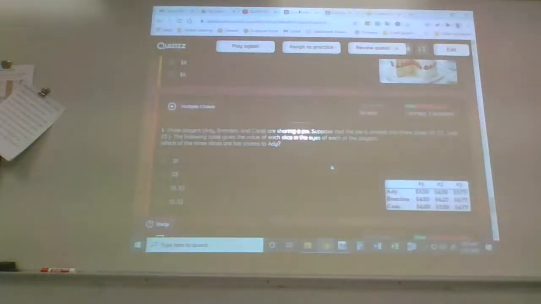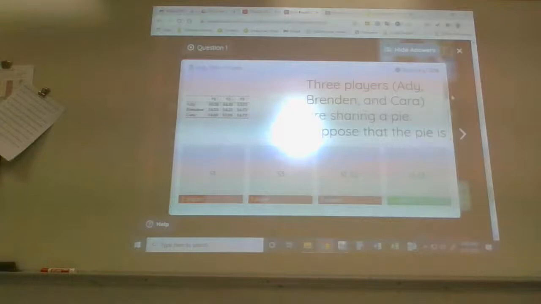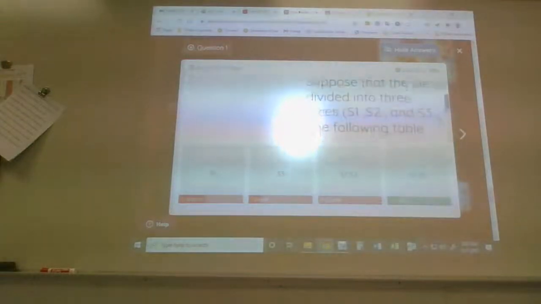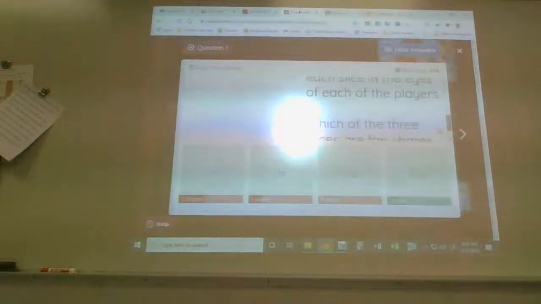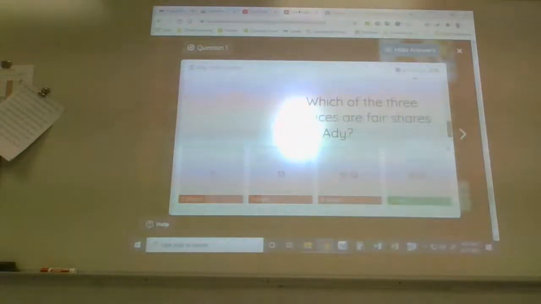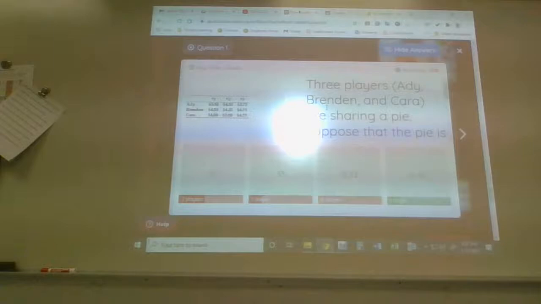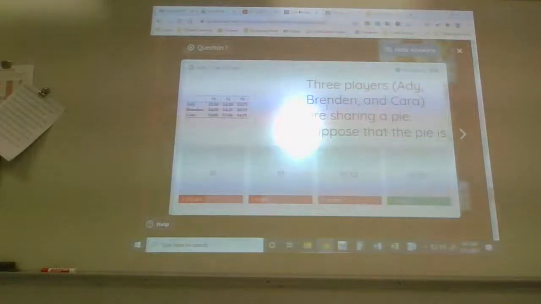Ooh, interesting. 3 players are sharing a pie. Suppose that the pie is divided into 3 slices. The following table gives the values of each slice in the eyes of the player. Which of the 3 slices are fair to 80? Okay, well, first of all, you don't necessarily know who the divider was. It wasn't one of these 3 people. But what would be considered fair?